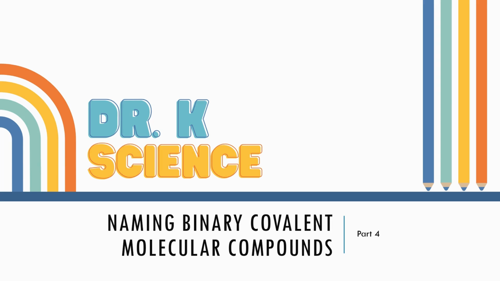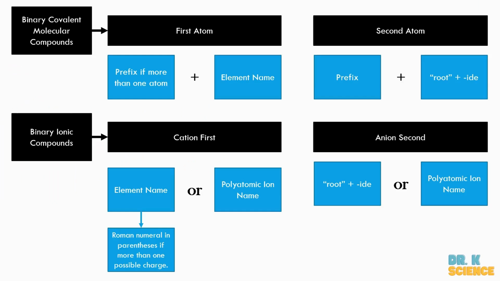Now today we're going to move on to some new rules, and I have put all of the rules that we will learn or have learned so far in this series. Now this series won't cover all of the naming rules. The rules that we won't go over, for example, are things like naming acids. That will be in different videos. We're going to focus on naming binary covalent molecular compounds and binary ionic compounds.